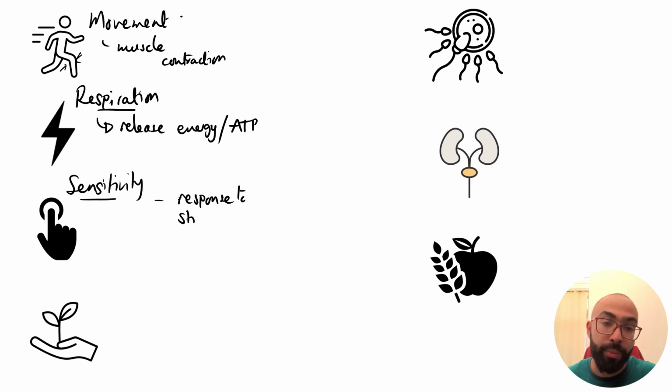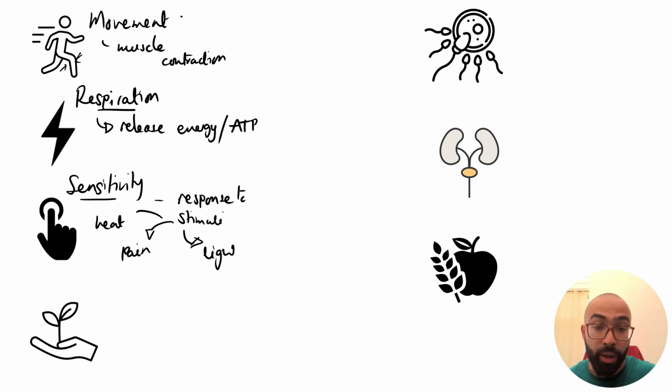Now, sensitivity is simply responding to different types of stimuli, and these stimuli might include heat, which I'm experiencing right now in this conservatory. I think it's going to be 34 later on today. Heat, pain. If I were a plant, I would respond to light. Our eyes actually respond to light as well. And with that sensitivity, all living organisms must respond to some sort of stimuli or surroundings.